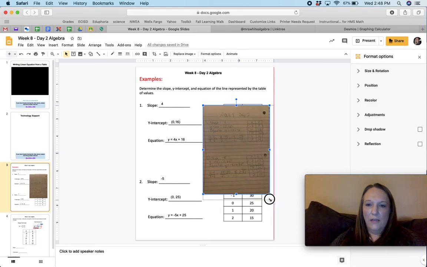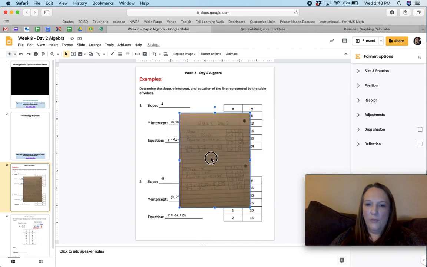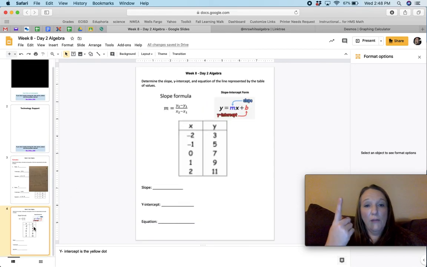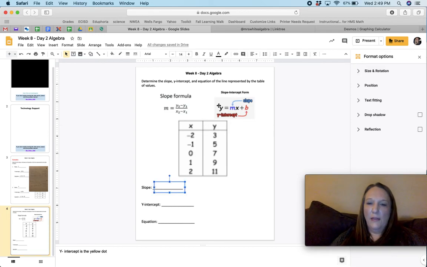All right. And again, if you need to see these, you can just move this around if you need to see the tables later. Okay. You only have one table to do. So we did 2 examples, but you only have one. I provided the slope-intercept form equation and the slope formula here.